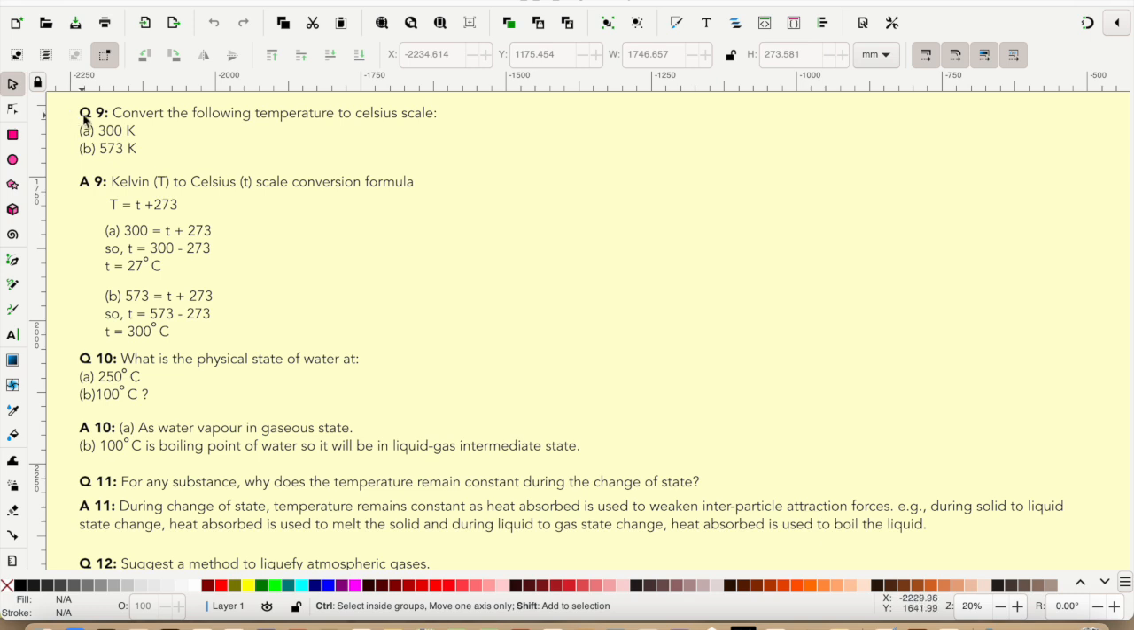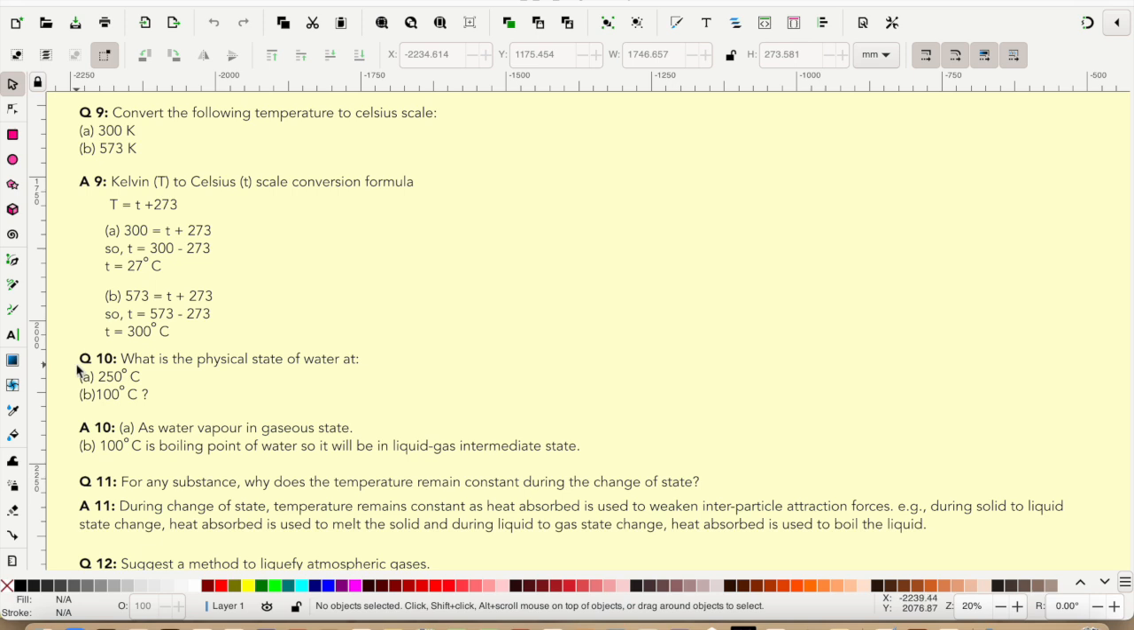Question number 9. Convert the following temperature to Celsius scale. Part A 300 Kelvin, Part B 573 Kelvin. So we will use the formula capital T is equal to small t plus 273, where capital T denotes the temperature in Kelvin and small t denotes the temperature in Celsius. If you put the value of capital T as 300 Kelvin, small t can be calculated as 27 degrees centigrade. Similarly, we can calculate small t in part B, which will come out to be 300 degrees centigrade.